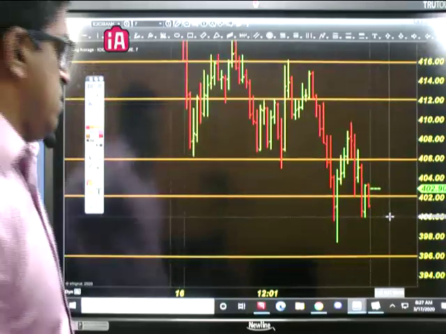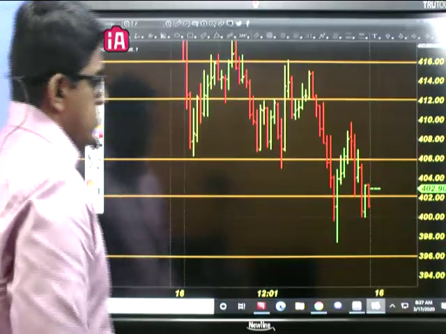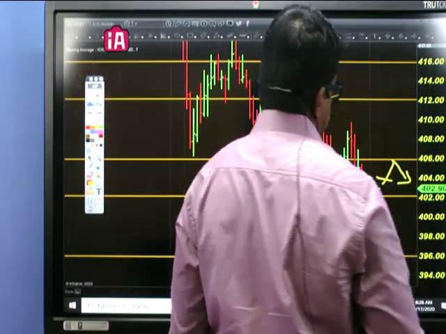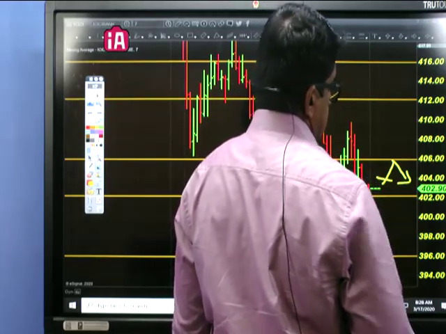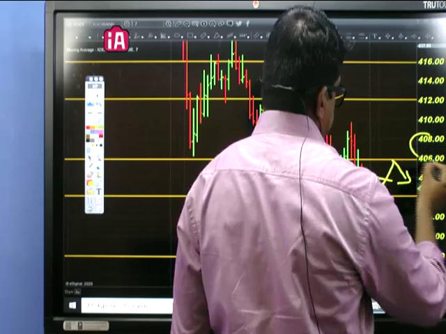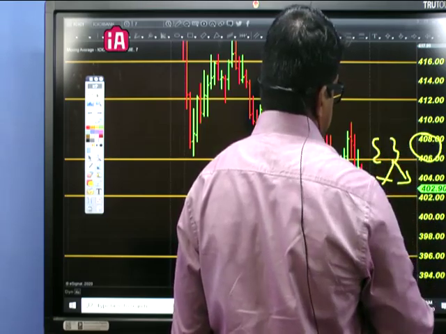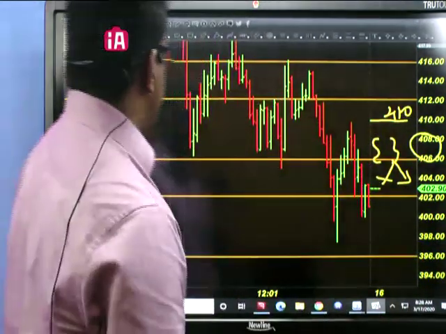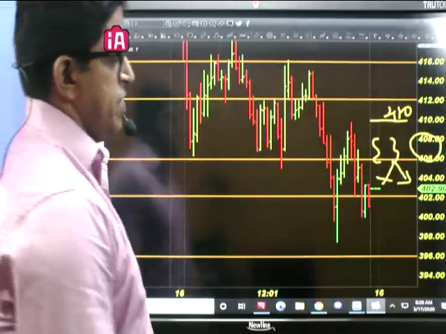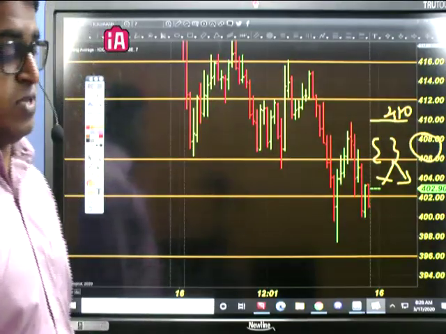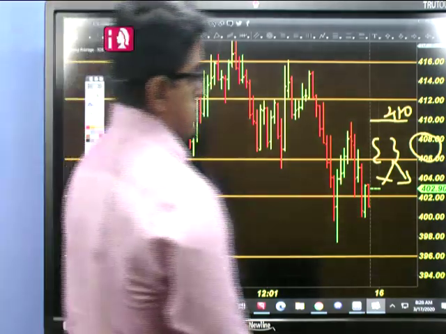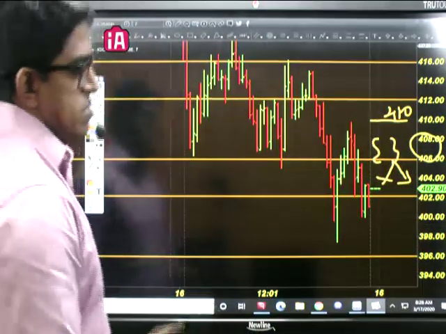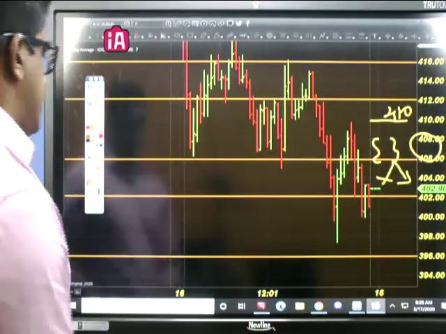ICICI Bank today, see, you may get the price to open somewhere near 404, and 406 can be tested. So go for selling near 408. Within this 408 and 406, go for selling by placing stop at 410, expecting the price to come down. This is the equity cash market segment. I'm not showing the index chart or futures chart. So for ICICI, 406, 408 sell and place stop at 410, and if you get some 2-4 points profit, book it and exit from the market.